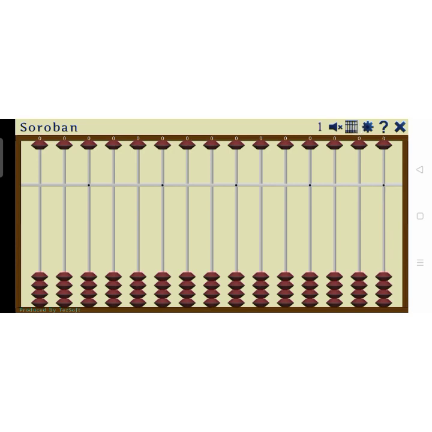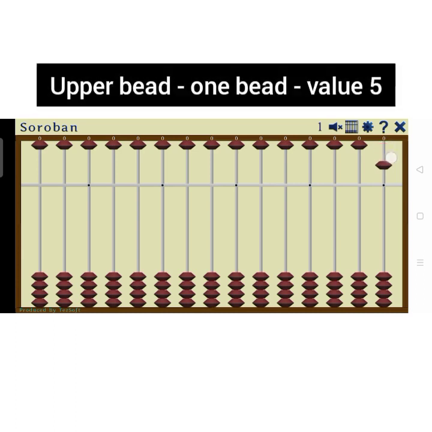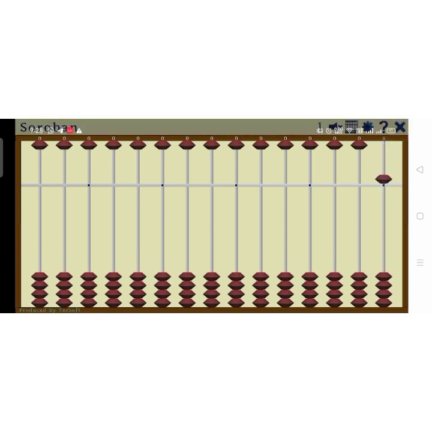Done. Now what about 5, dear children? Guess it. In the upper bead we have 1 bead. Fine. But the value is 5. So this is 5. Whenever you put this down, this is called 5. Clear?